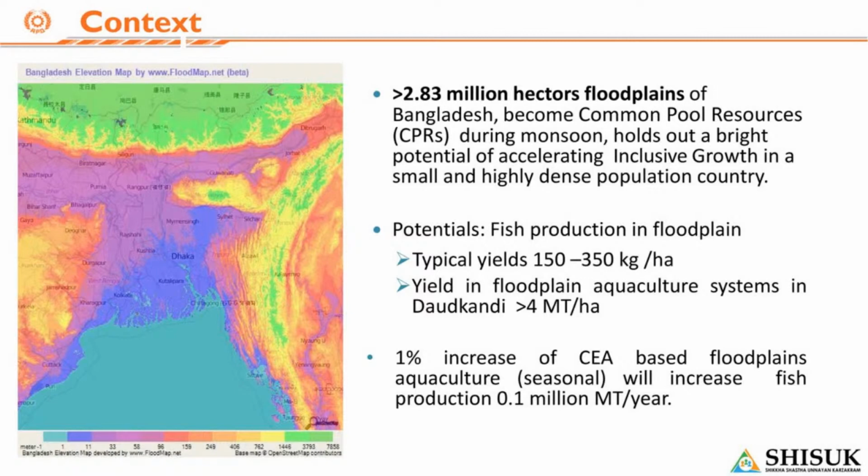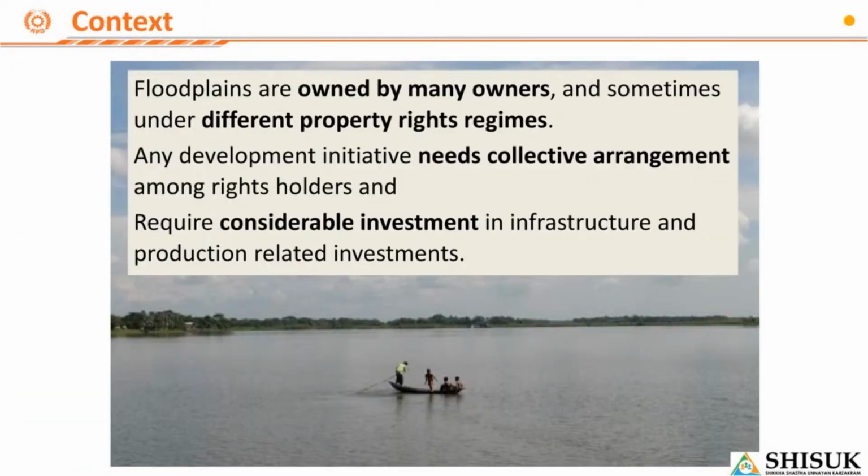And the natural productivity of this floodplain is about 150 to 350 kilos of fish per hectare. But if you convert it into a community enterprise, or if you do cultivation in that floodplain, the productivity could increase up to at least 4 metric tons per hectare, which means a huge increase of productivity. And in a calculation, we found that if we bring 1% of the floodplain under the community enterprise approach, that could add 0.1 million metric tons of fish production per year.